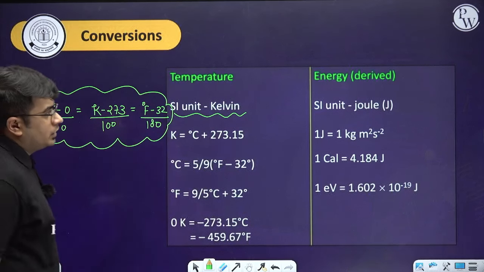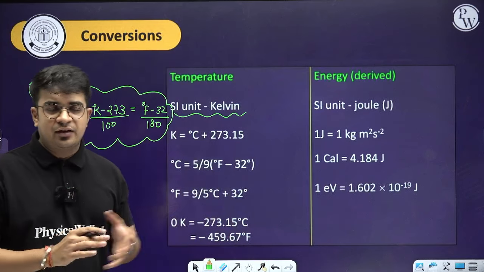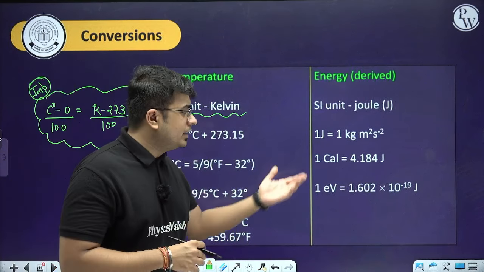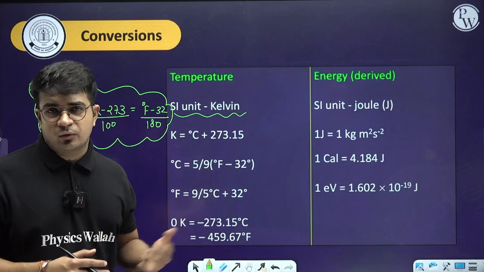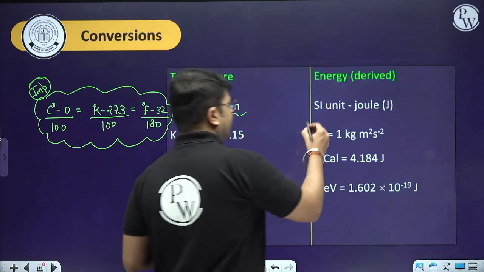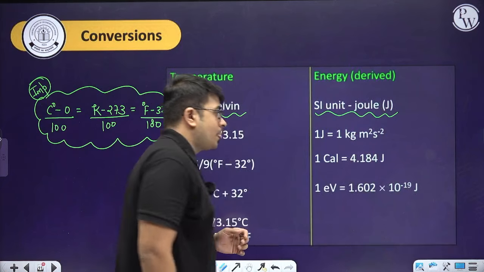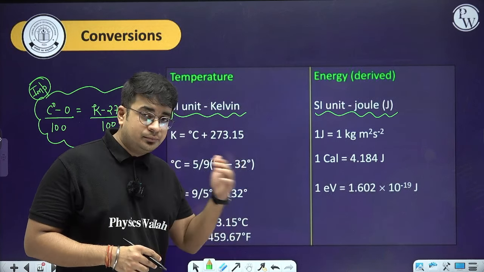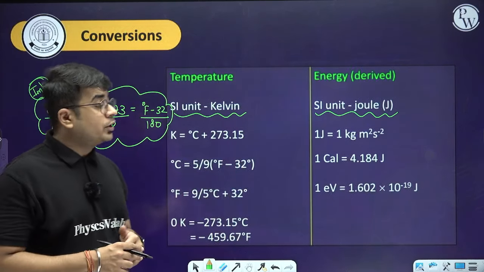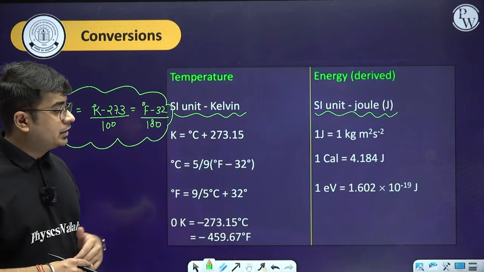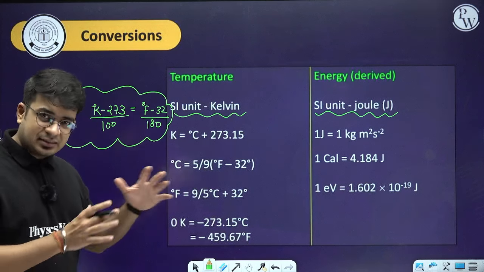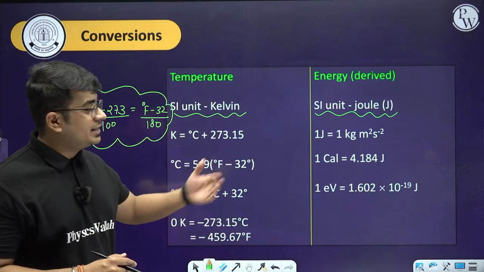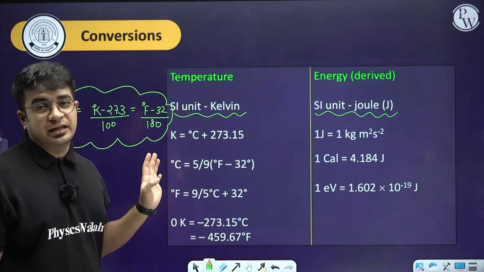Now if I talk about energy, energy again has different types of units. It can be joule, calorie, or electron volt. It depends upon the type of quantity I am using. Generally the SI unit is joule. 1 joule is basically kilogram meter square per second square. Then we have a calorie, which is 4.184 joules, and electron volt, which is 1.602 multiplied by 10 raised to the power minus 19 joules. I hope this entire part is clear.